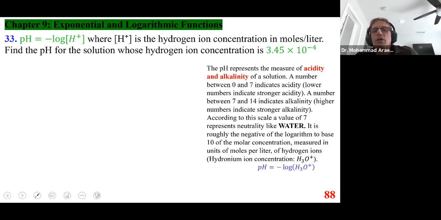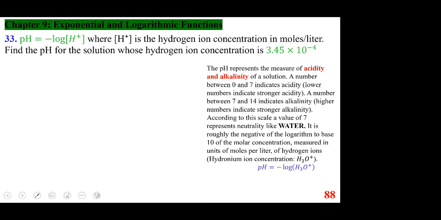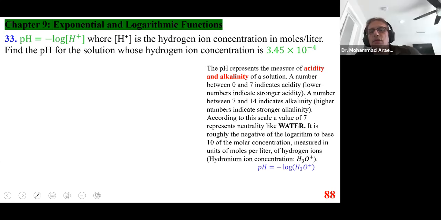The pH represents the measure of acidity and alkalinity of a solution. A number between 0 and 7 indicates acidity. Lower numbers indicate stronger acidity. A number between 7 and 14 indicates alkalinity. Higher numbers indicate stronger alkalinity. According to this scale, a value of 7 represents neutrality like water. It is roughly the negative of the log to base 10 of the molar concentration measured in units of moles per liter. Hydronium ion concentration, we show it with H plus or H3O plus.